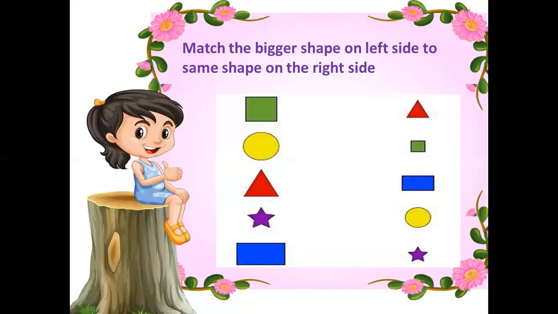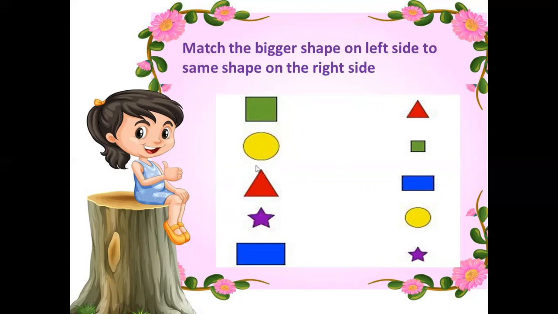Now, come with me to do some more interesting activity on the big and small. Okay? So what you will do in this activity, it's very interesting, okay? Match the bigger shape on the left side to the same shape on the right side. There is a shape and there is the same shape on the right side, the left side and the right side, but they are in a rearranged form.